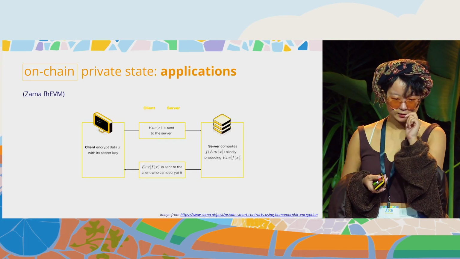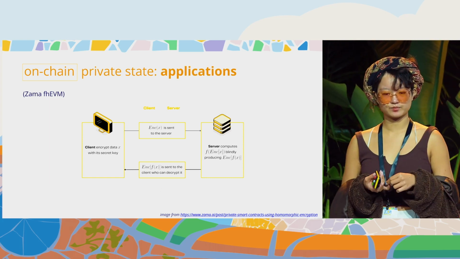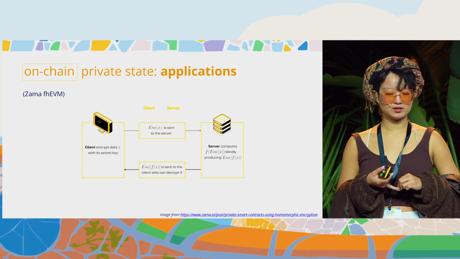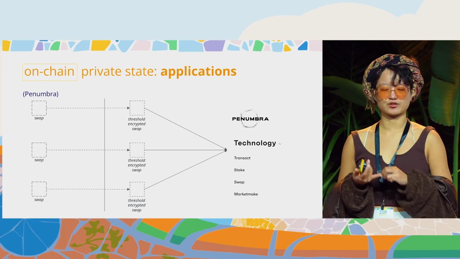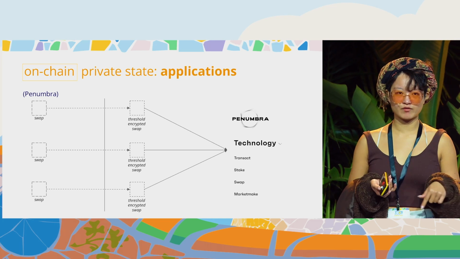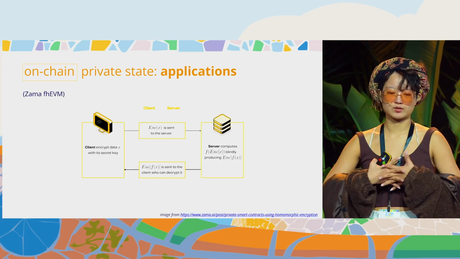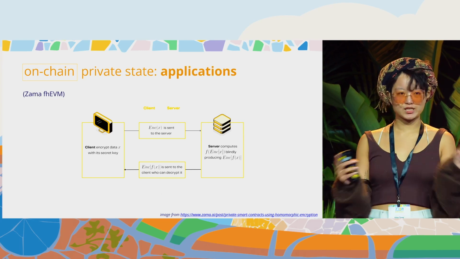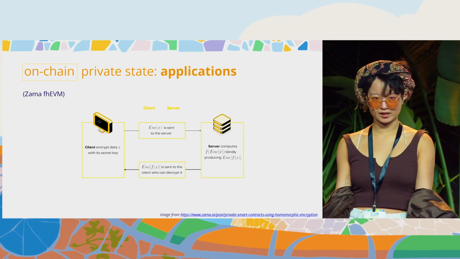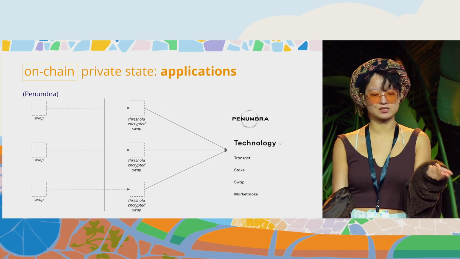So there's this project called Zama. They work on FHE, and you can think of it as just a generalization of Penumbra. So instead of additively homomorphic encryption, Zama allows us to do fully homomorphic encryption. Once again, it's to a threshold of validators, Zama validators. But the idea is the same as Penumbra.